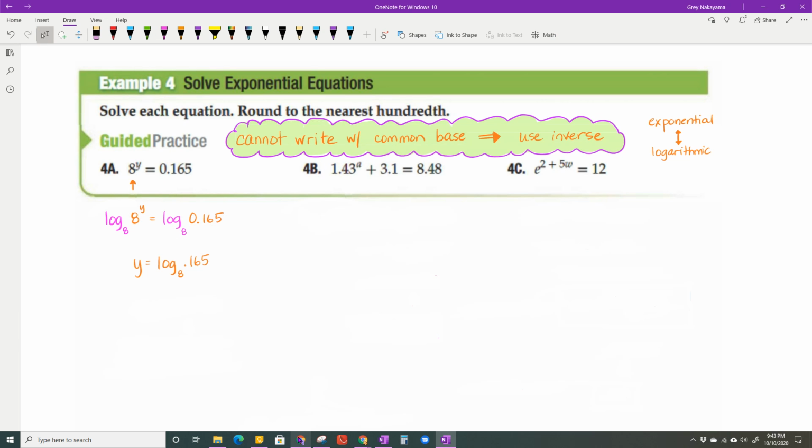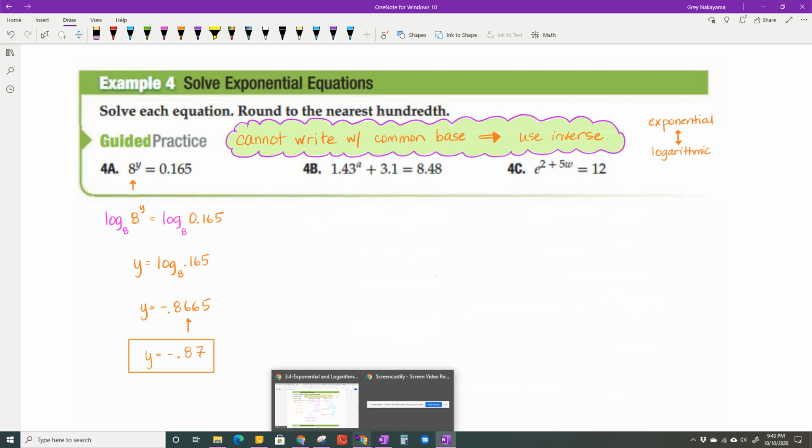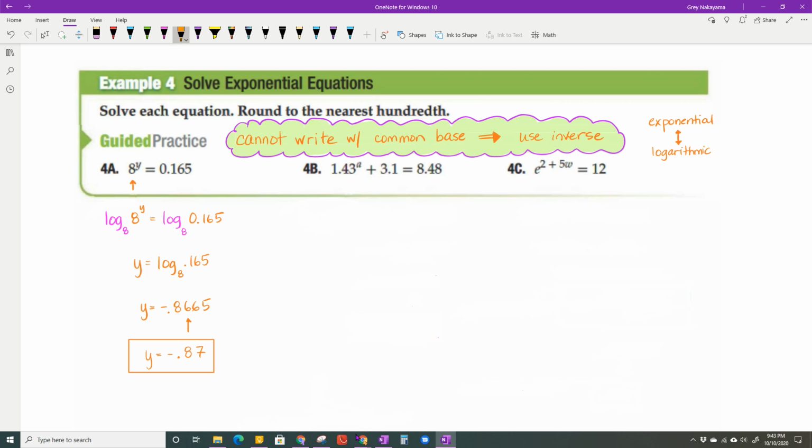Okay, so back to here, y is equal to negative 0.8665. I'm supposed to round that to the nearest hundredth. 100 has 2 zeros, so that means I'm going 2 places, and that's going to be y equals negative 0.87. Okay, so I hope you'll remember that because that's really easy. Now you can always do that when you have ClassCalc.